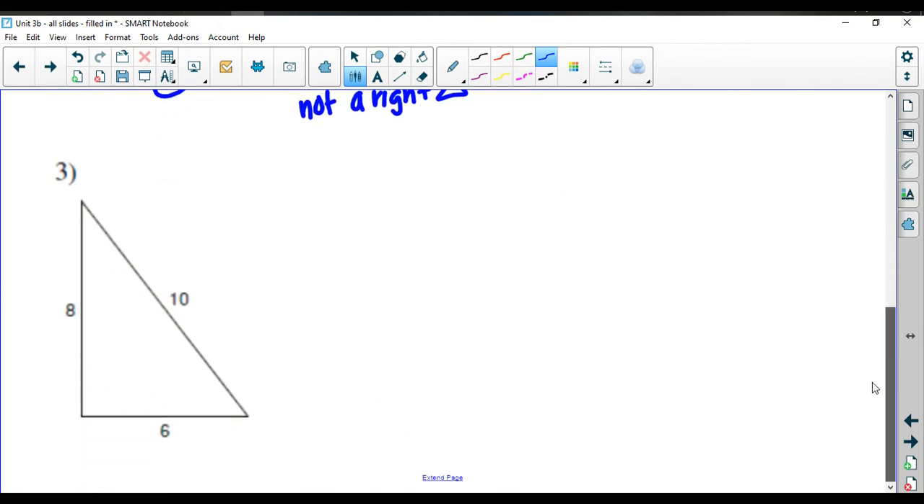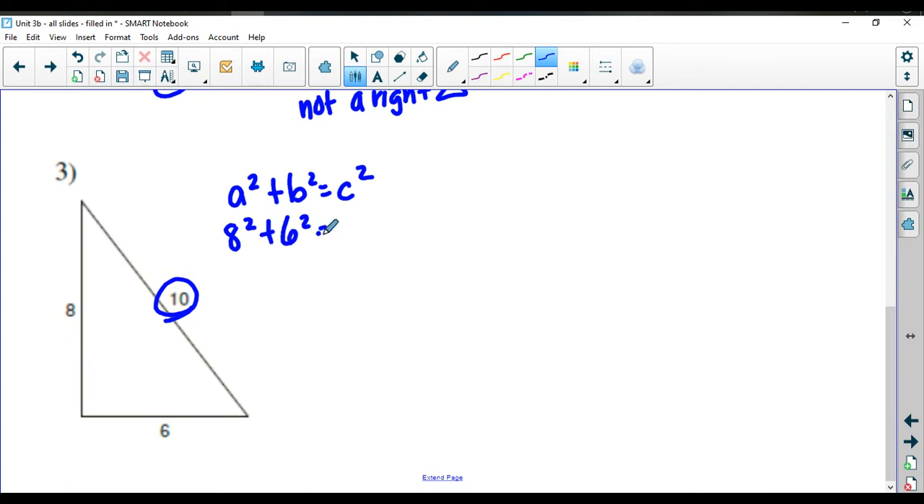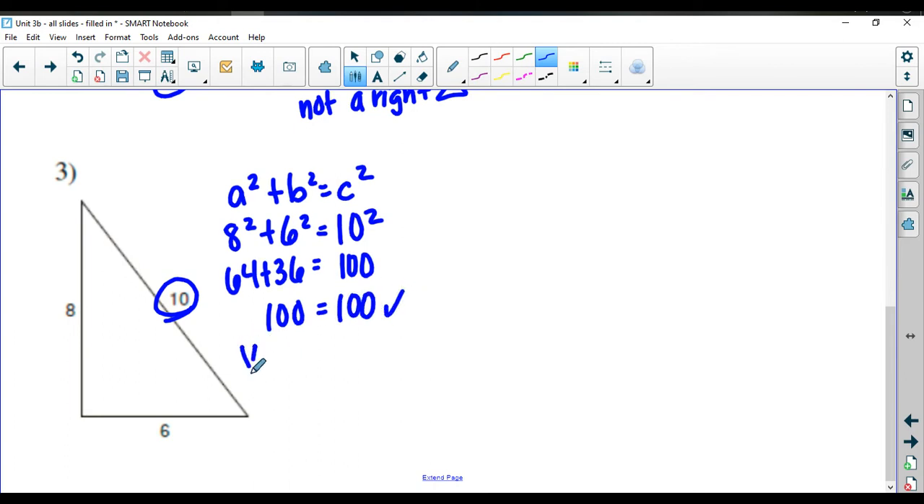Take a look at number 3. We have 6, 8, and 10. Looking for my longest side, that's the 10. That's going to go in for my c. So I have a squared plus b squared equals c squared. The other two can go in either order. 8 squared is 64, 6 squared is 36, 10 squared is 100. 64 plus 36 gives me 100, and 100 equals 100. So yes, this is a right triangle.